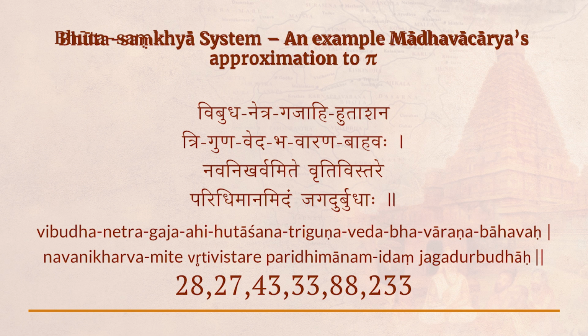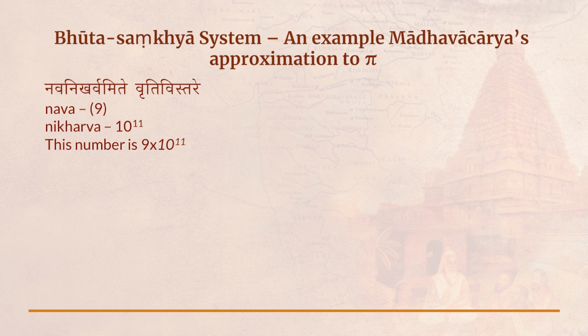Now what is happening in line 2? In line 2 it says Nava Nikarva. There is a word Nava Nikarva, and Nikarva is 10 power 11. We saw in one of the earlier videos that 10 power 11 is Nikarva. So Nava Nikarva is 9 into 10 power 11. That is the multiplicative principle which we also saw in one of the earlier videos, how higher numbers are represented and so on.